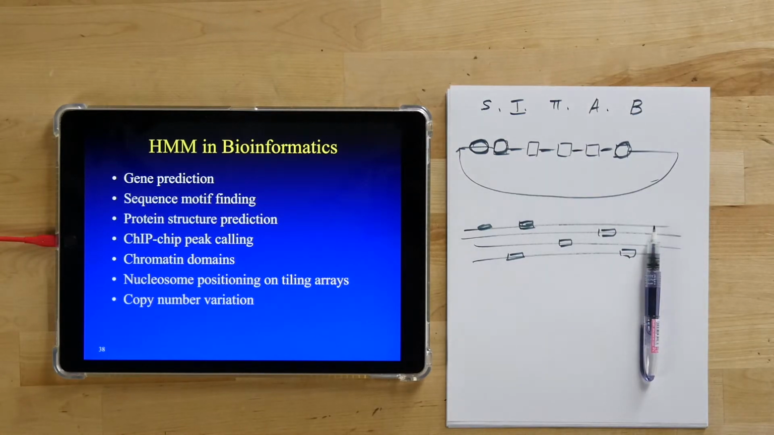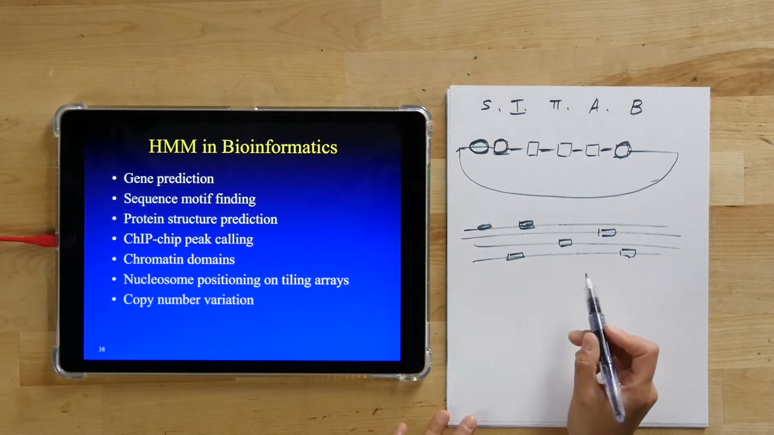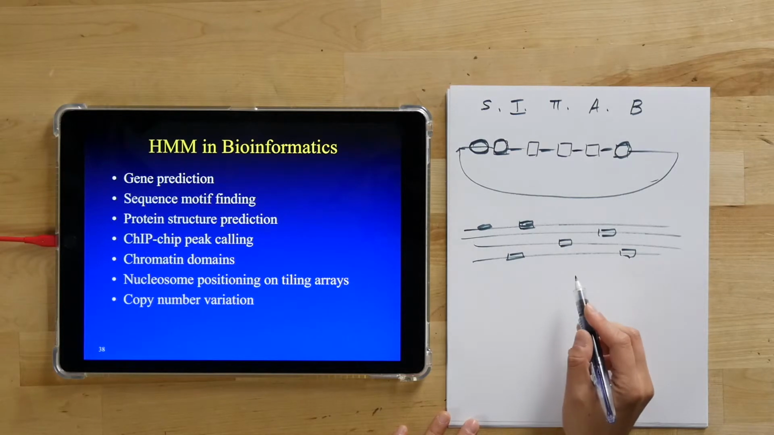For protein structure prediction, so this is protein secondary structure prediction.